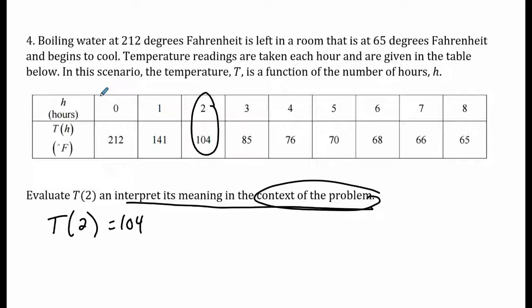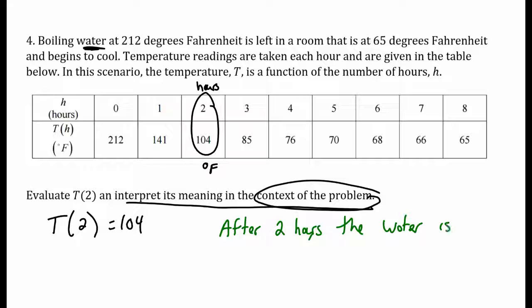Well, what does the 2 represent? This is 2 hours. I'm 104 degrees Fahrenheit. And I'm talking about the hot water here. So after 2 hours, the water is 104 degrees Fahrenheit. Notice I use units, hours, and degrees Fahrenheit, and I was talking about the context of the problem, the water.